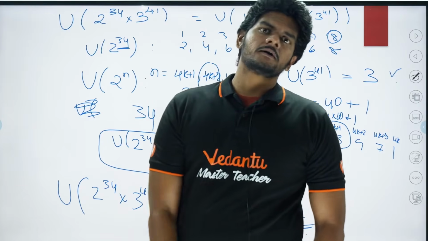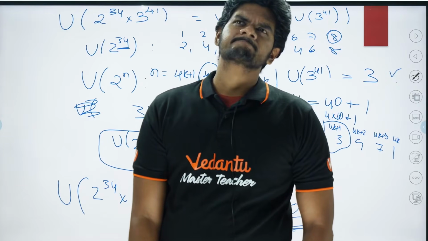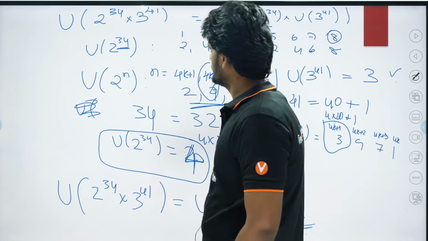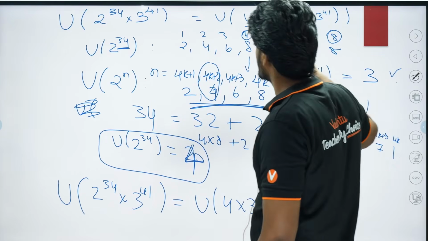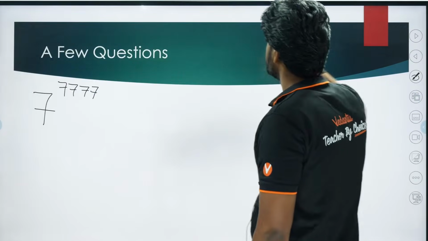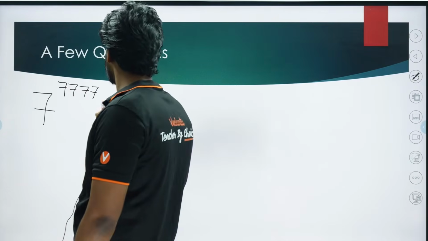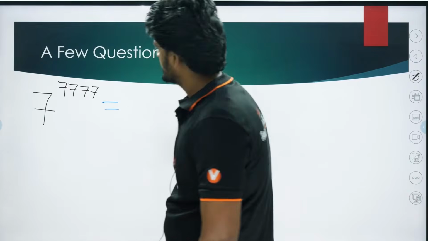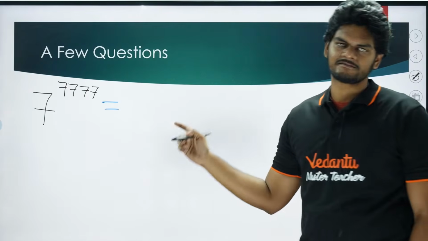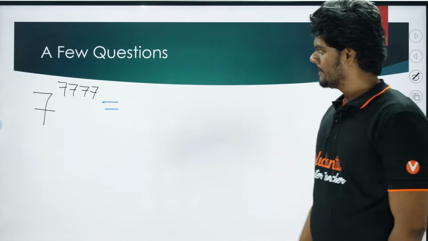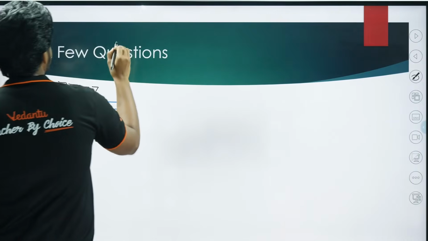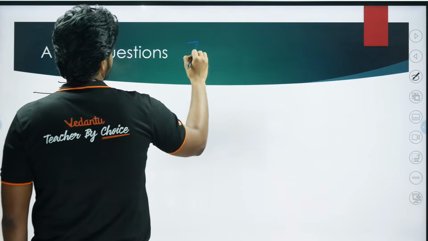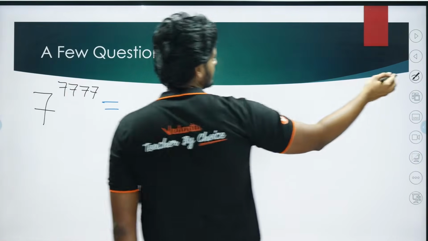Now, okay, we'll do some questions as well, and then we'll look at something totally different. A few questions. Now, what is this? 7 power 7777. We simply again have to look at the pattern for 7. What is the pattern for 7? Okay, I have to use some other color.